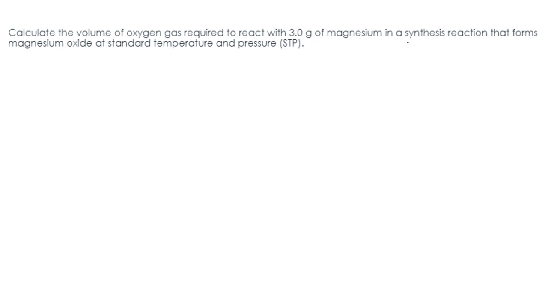So a couple clues for our balanced equation. We have synthesis reaction, so I know that I have multiple reactants and a single product. That forms magnesium oxide. I know this is my product. Oxygen gas and magnesium are going to be my reactants. Oxygen gas and magnesium form magnesium oxide in a synthesis reaction.